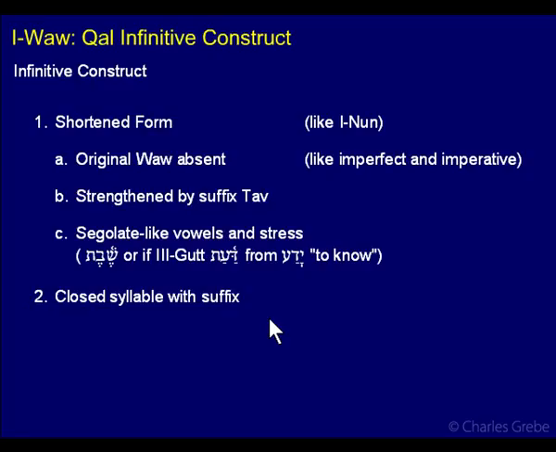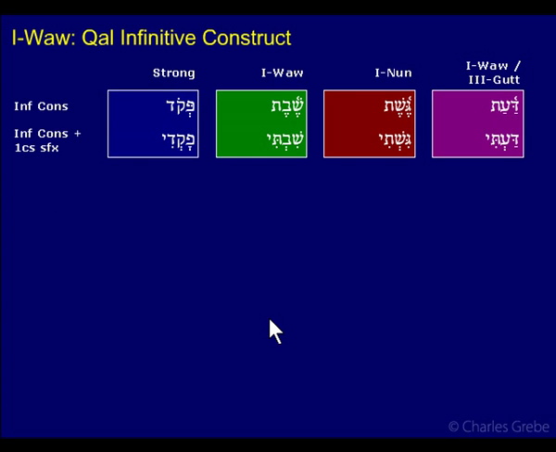I talked about pronominal suffixes with infinitive construct on first nun. Yes, I have one here to show you. So here's shevet. Well, let's take a look at this. Geshet. Remember, I said what happens when you put a pronominal suffix on the infinitive construct is you get a closed syllable at the beginning.